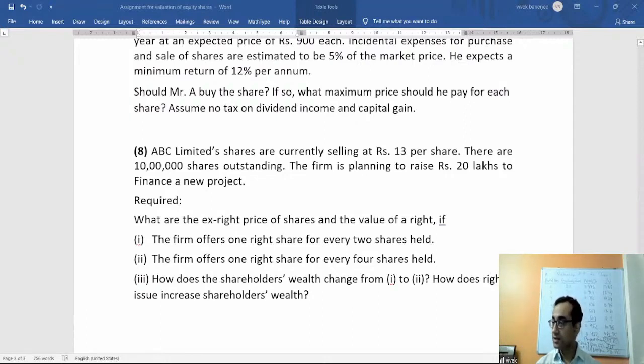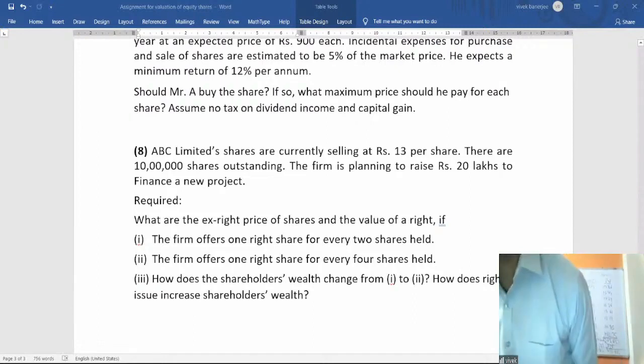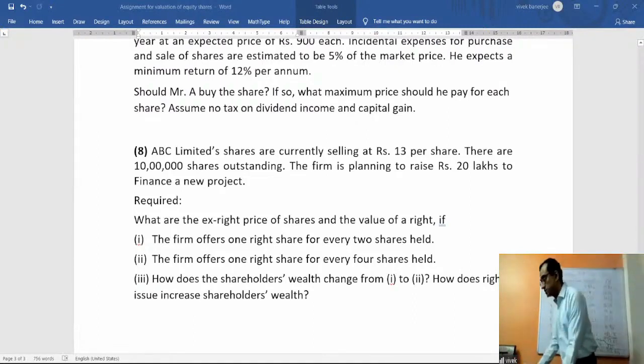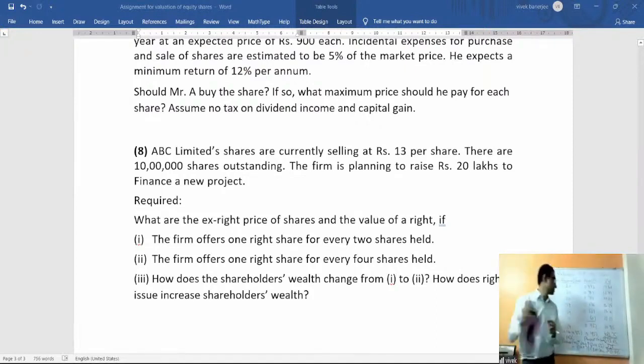Now, Divya, I will answer your question. Yes, you are correct. This is maximum price 536 because it included the incidental expenses also. So your other approach would be to consider the incidental expenses also.